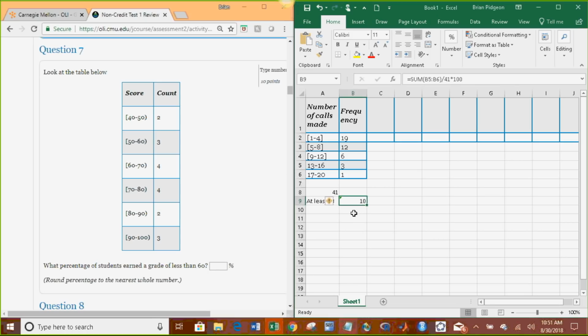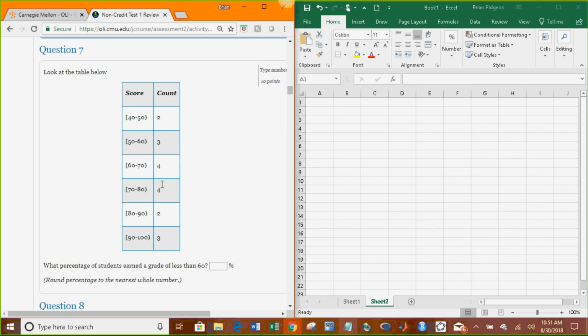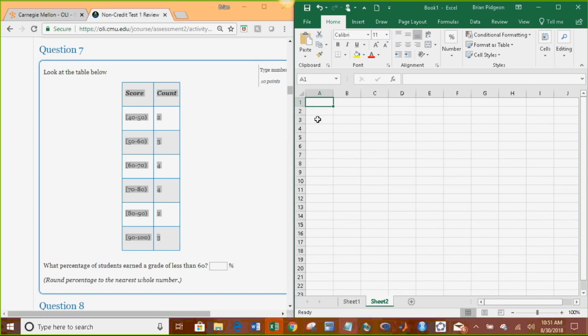So, one second, I'm going to clear this in Excel. Maybe I'll go to a different sheet. We want to copy and paste this into Excel.